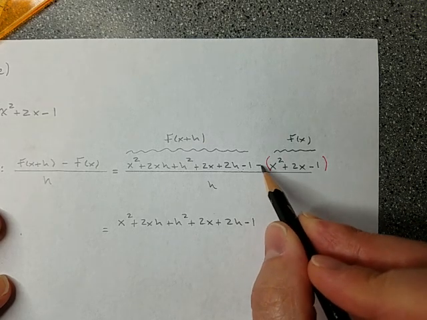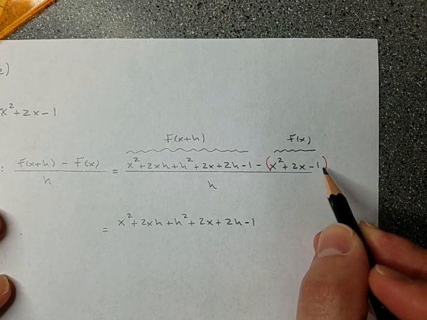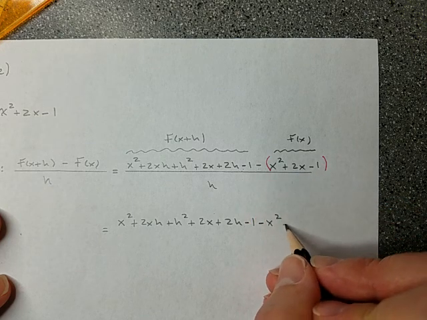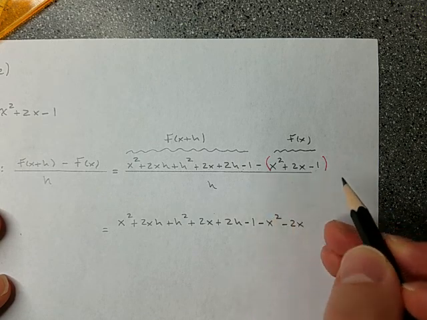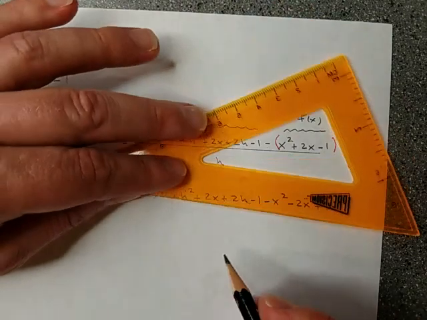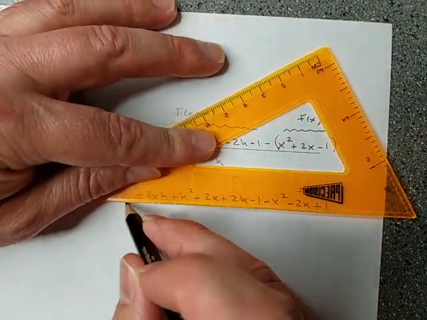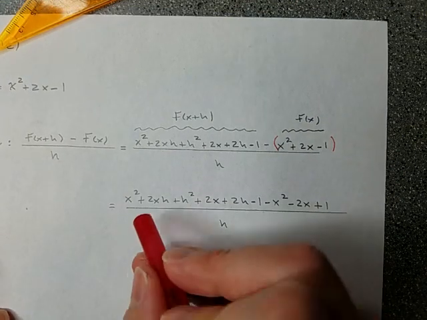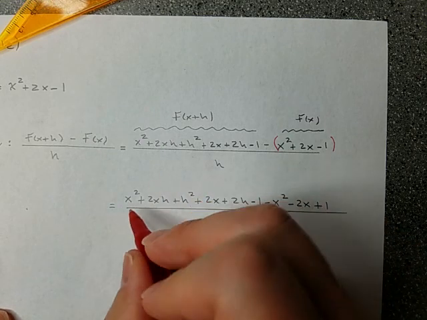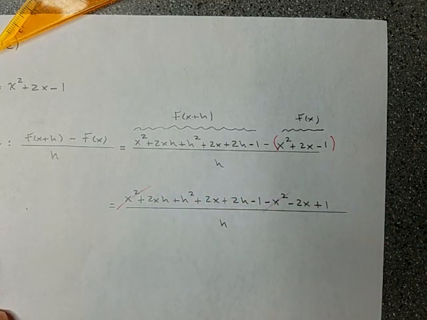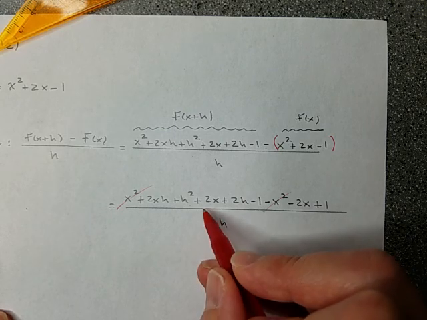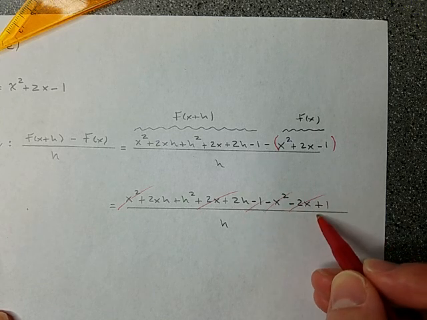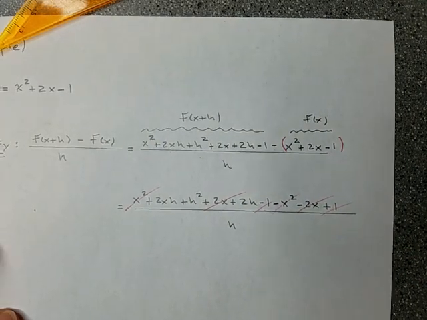And if I apply this minus through this entire thing, the opposite of x squared, that's negative x squared. The opposite of 2x, that's negative 2x. And the opposite of negative 1 is positive 1. Okay? Now there's a lot of stuff there, but we should see that some of it cancels. Let's see. Positive x squared, negative x squared. Okay? Let's see. Positive 2x, negative 2x. Negative 1, positive 1. So a fair amount of it does cancel.